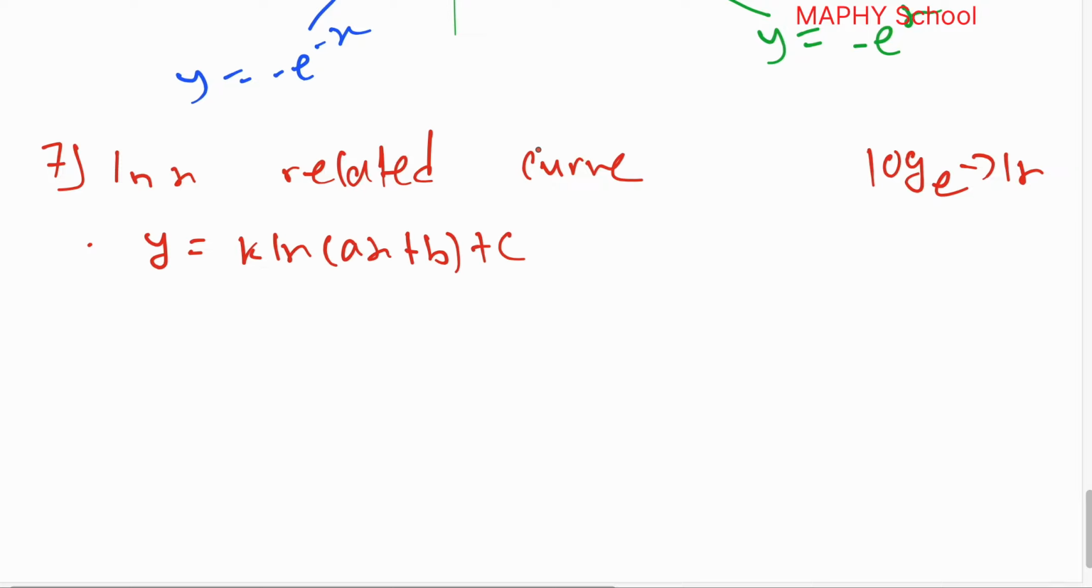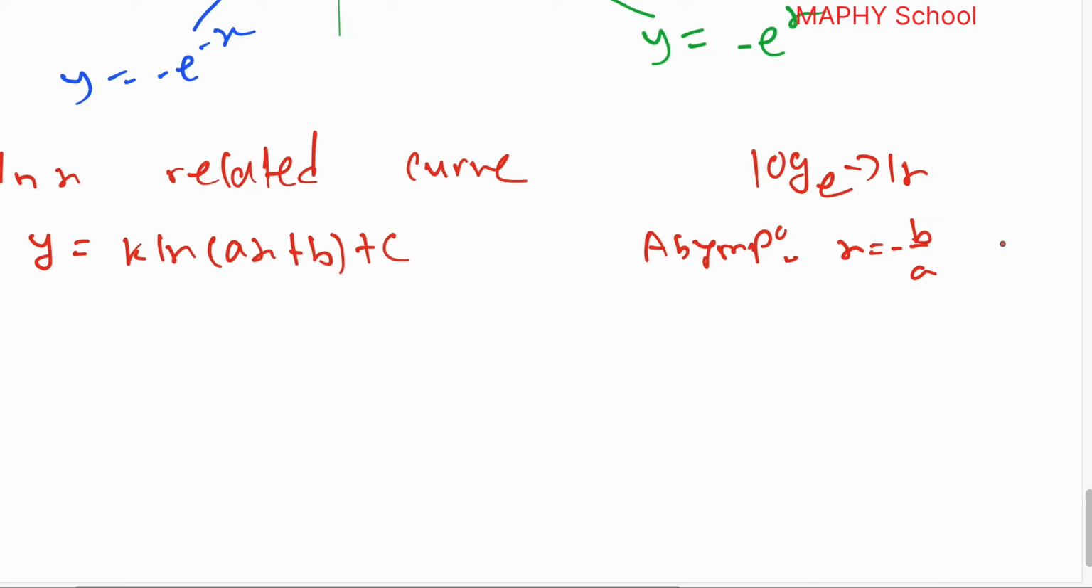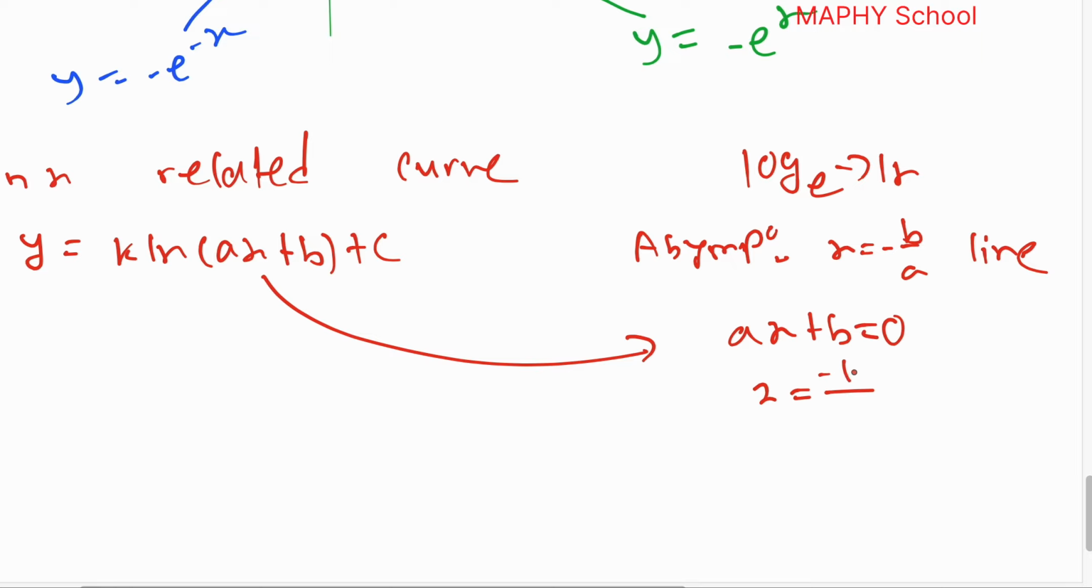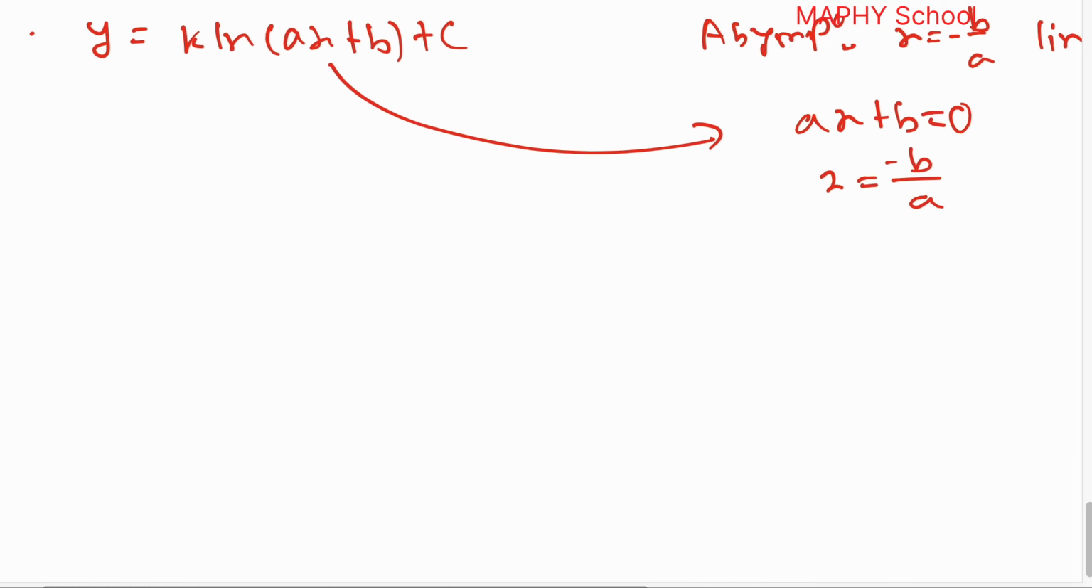Remember, in exponential there is only a y equals something asymptote, and in ln x related curve or log x related curve there is only an x equals something asymptote. That means here the asymptote is x equals minus b by a line. How? Just do this: ax plus b equals 0. That means if we make x the subject, minus b by a. Okay, so there are also 4 types of ln x related curve.